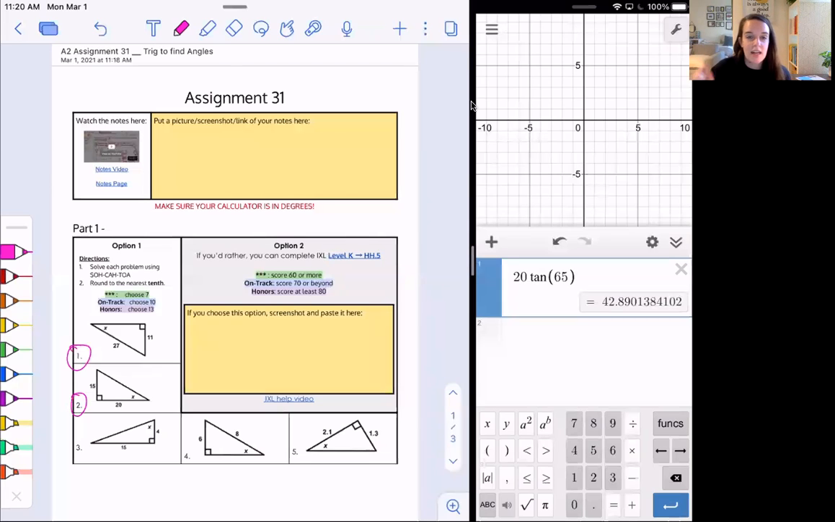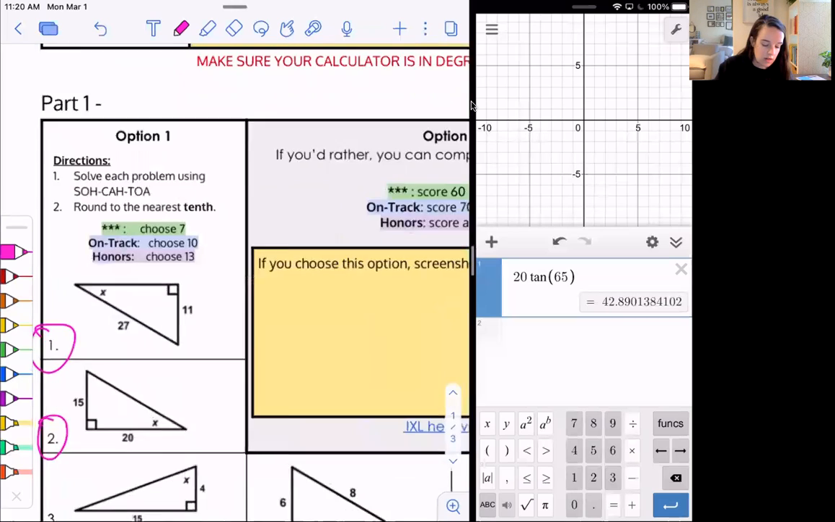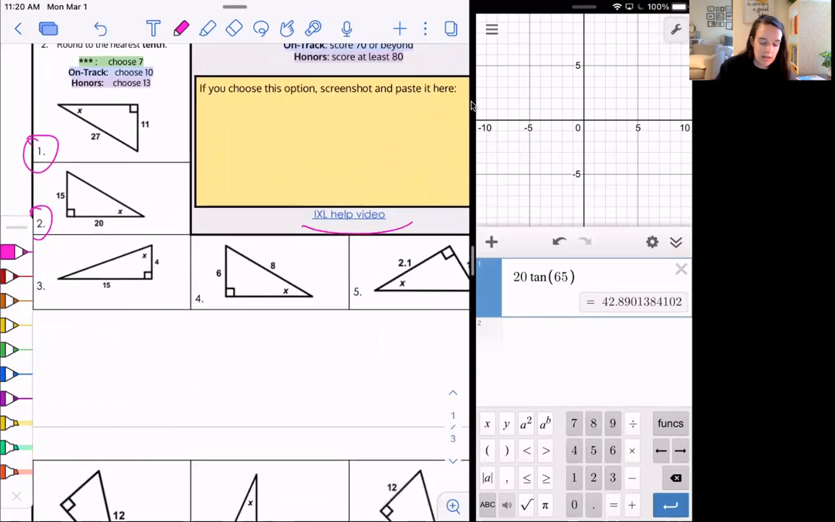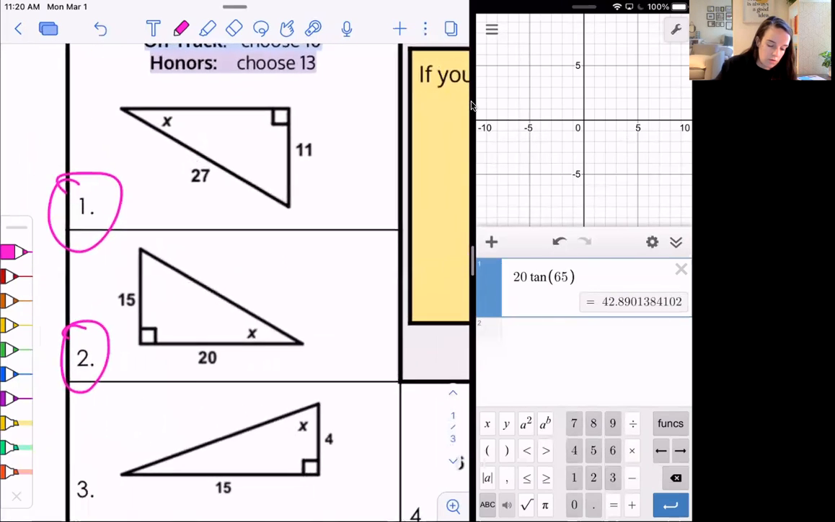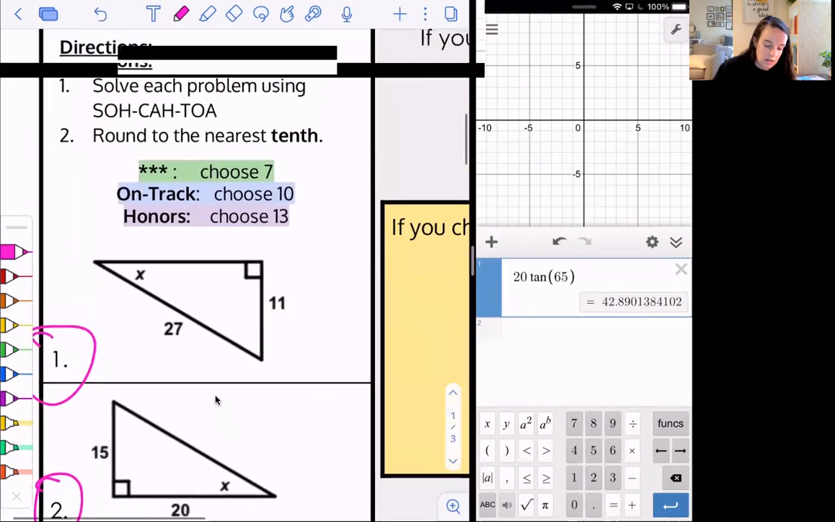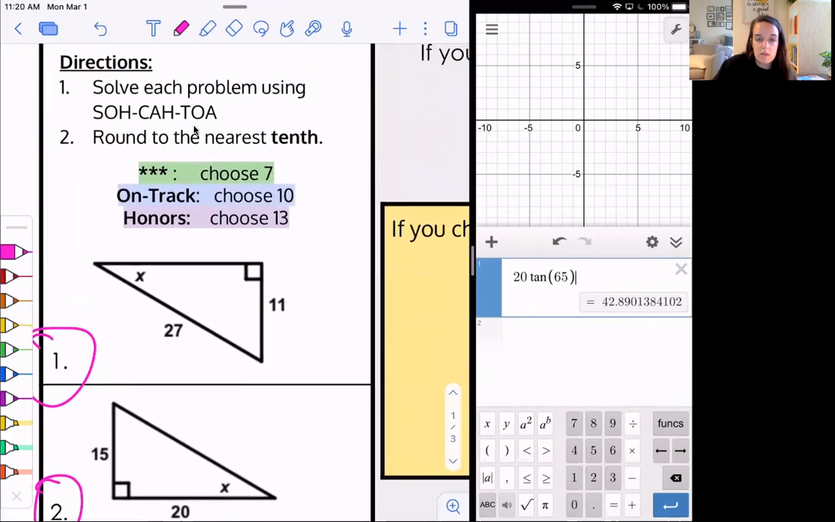Hi, everybody. I'm going to show you how to do numbers 1, 2, and 6 on assignment 31. So, SOHCAHTOA, we're going to do 1, 2, and 6. If you need help on the IXL, I would highly recommend checking out the IXL help video. Cool. So for number 1, 2, and 6, we are solving each problem using SOHCAHTOA. And when we get our answer, we're going to round to the nearest tenth.